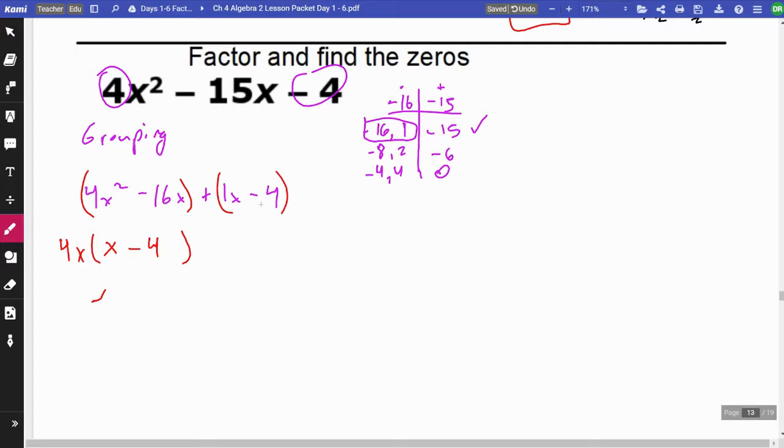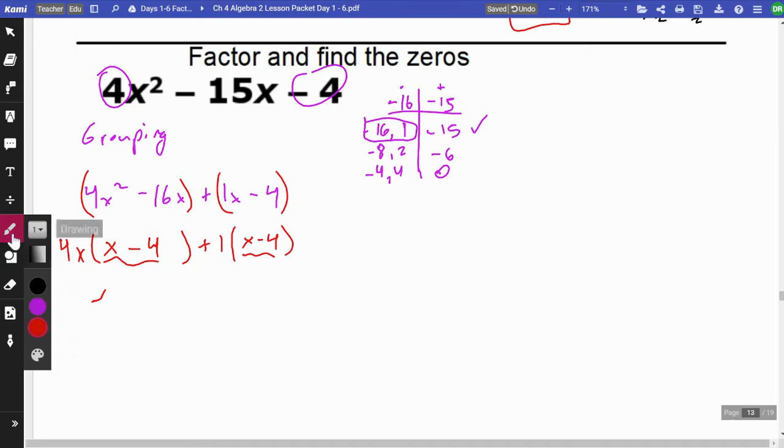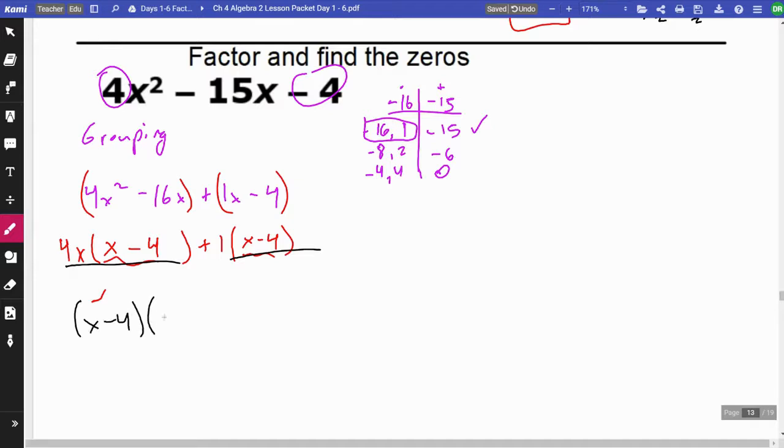These two, they don't have anything in common, so the only thing I could take out is a 1. And then what's left over is 1x. Dividing both by 1 doesn't change it, so x minus 4. And then we can see these are the same, so we're going to factor out an x minus 4 from both of these chunks. So this is x minus 4 out front, and what's left over is 4x plus 1.